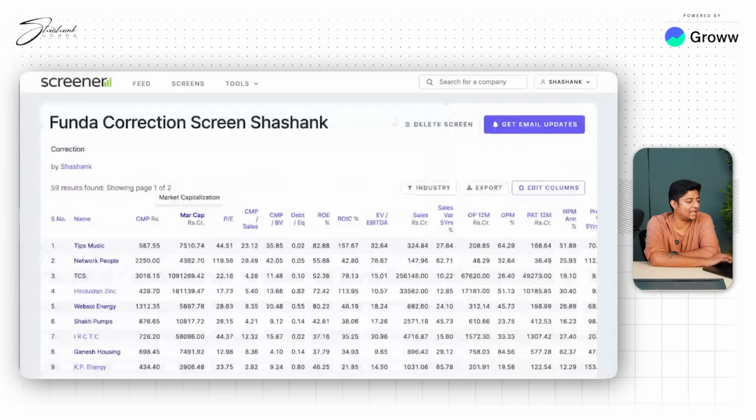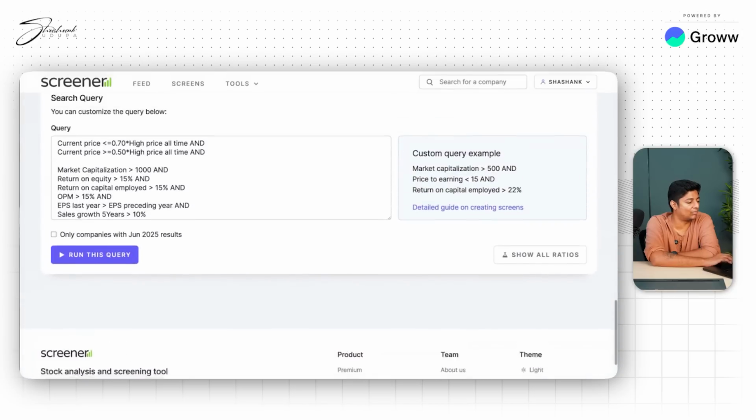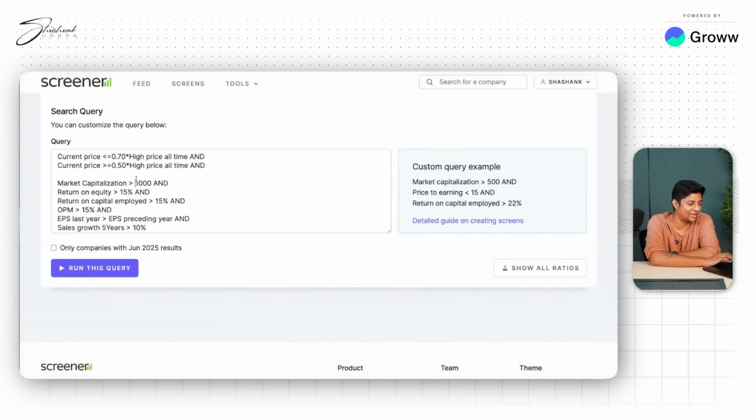Now, another screen that I currently have is a funda correction screen. What is a funda correction screen? What I do here is I have put my fundamental analysis screen, which I already showed you. This is my variation number 3. But now let's say the market has fallen, right? Market has fallen nicely.